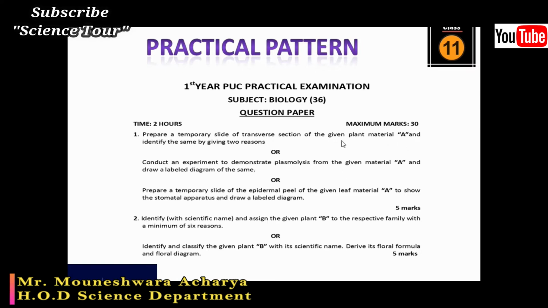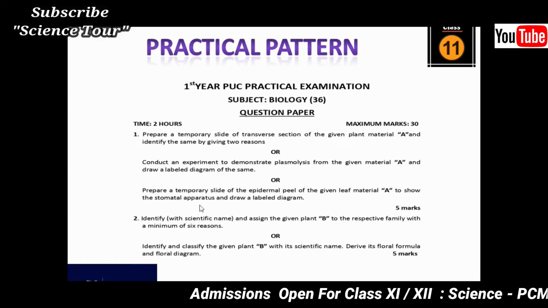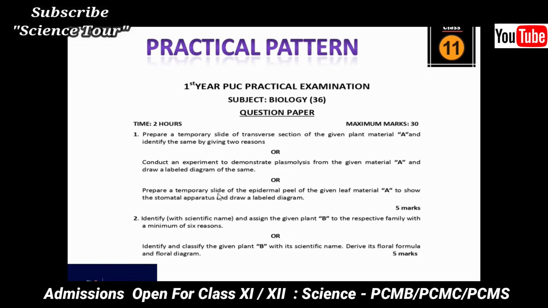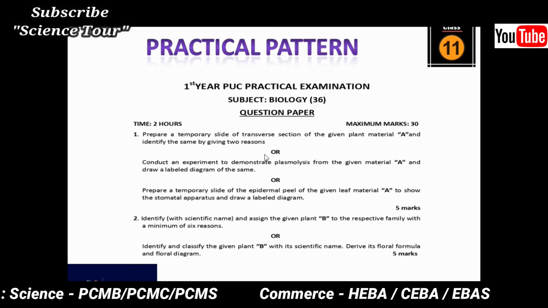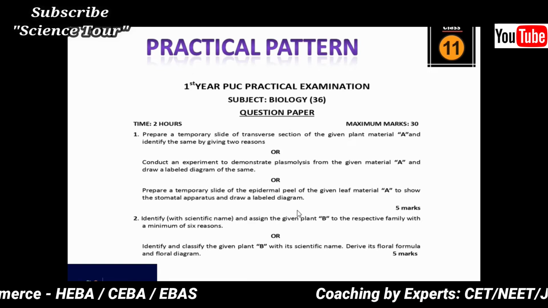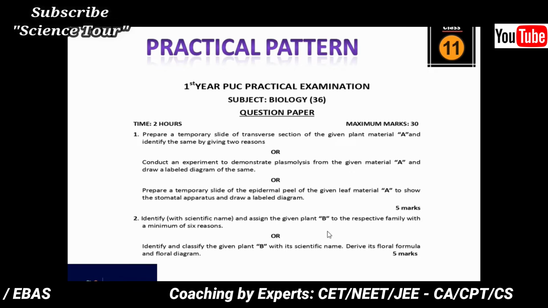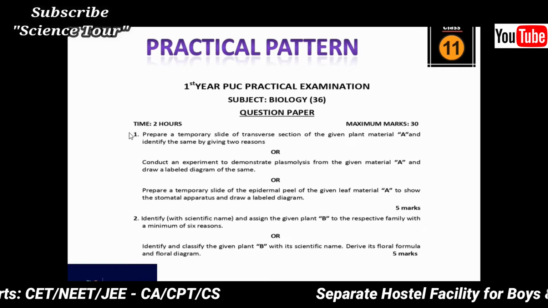Each question carries 5 marks. The mark distribution is 3 plus 2. That means for taking the section, or for demonstrating an experiment, or for preparing the slide, you have 3 marks. And to write the illustration or to draw the labeled diagram, you have 2 marks. So that is 3 plus 2, total 5 marks. That is question number 1.